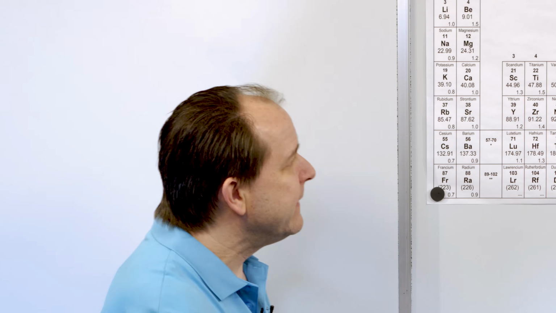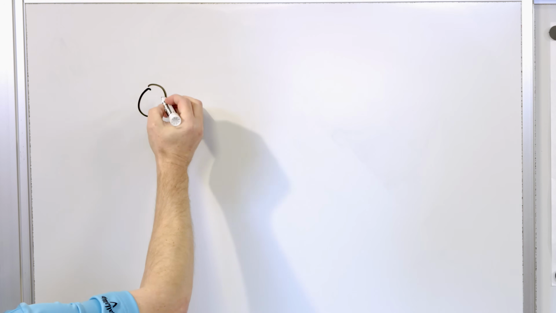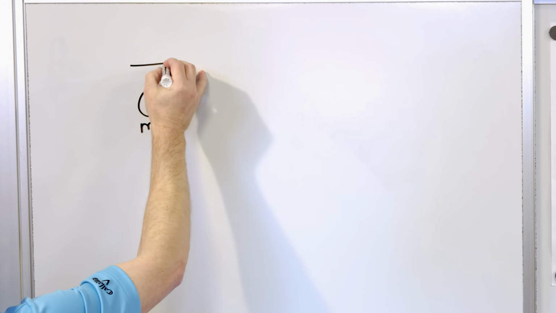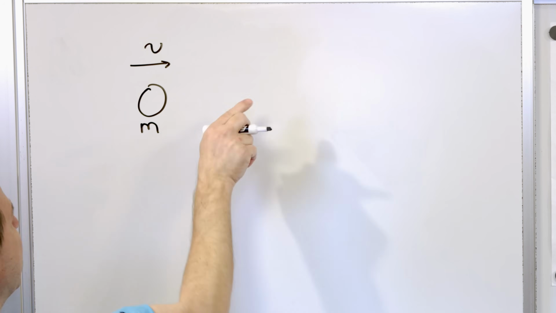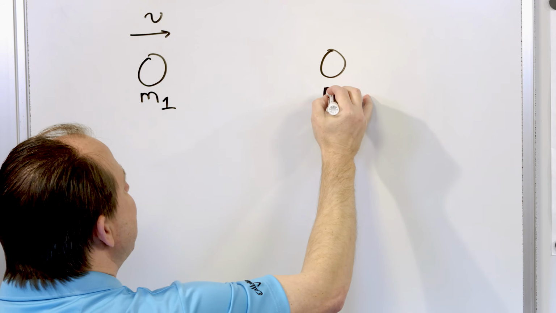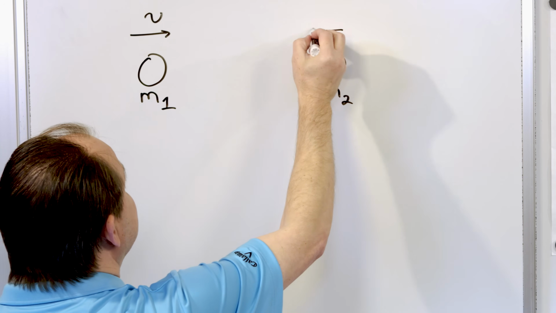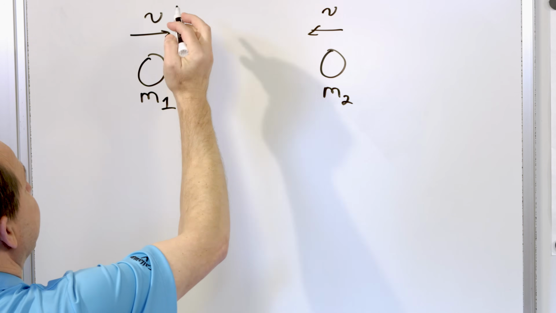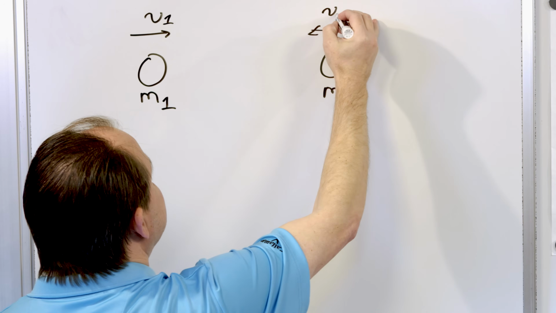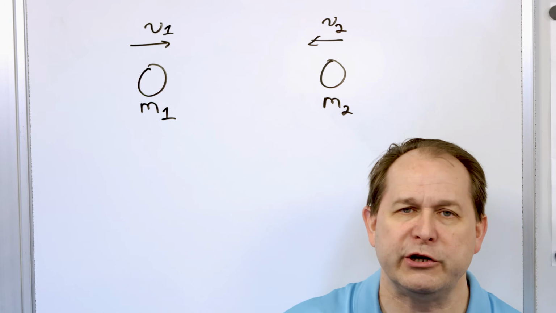So in physics, we study collisions a lot. And we learn what happens if you have some ball with some mass and some initial velocity. It's going this way. Call this mass number 1. And then you have another ball, mass number 2. Maybe it's stationary to begin with, or it might be racing towards the first one with a totally different velocity. We call it V2.